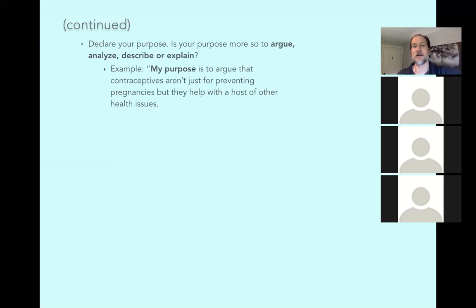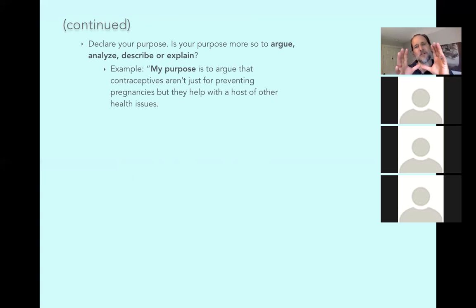All right, so here's an example. My purpose is to argue that contraceptives aren't just for preventing pregnancies, but they help with a host of other health issues. Now that one still, technically by our last statement that we revised, is a little bit vague, like a host of other health issues, like what?